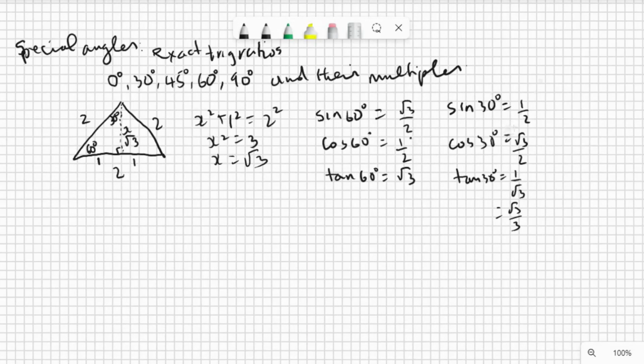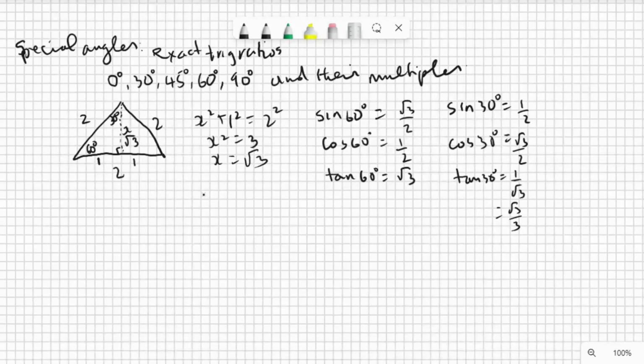Now, if we look at this one here, 60 and 30 are complementary. Complementary means the sum is 90 degrees. So for complementary angles like 60 and 30, sine of 60 is the same as cosine of 30, and sine of 30 is the same as cosine of 60.